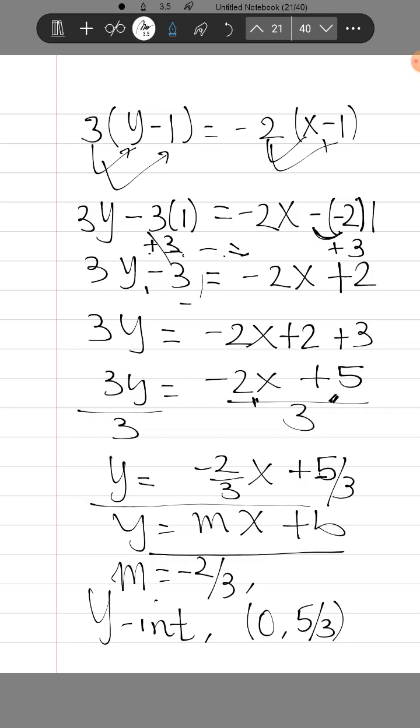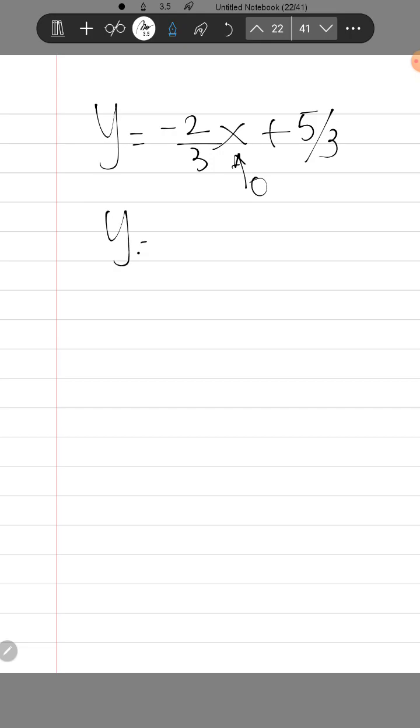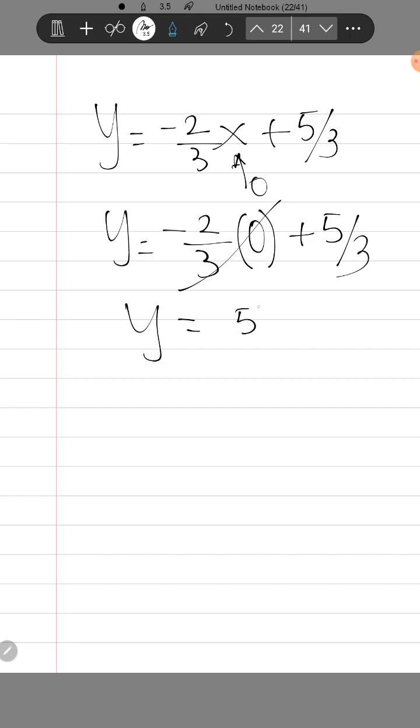Y is equal to minus 2 over 3x plus 5 over 3. This is a graph. If we want to know the y-intercept, we give 0 for x here. Y is equal to minus 2 over 3 times 0 plus 5 over 3. This part is 0. Y is equal to 5 over 3 or 0, 5 over 3.